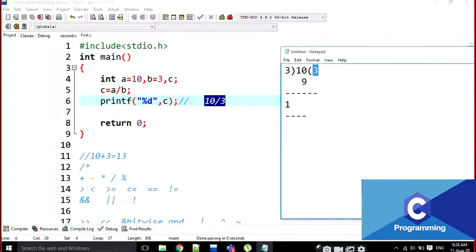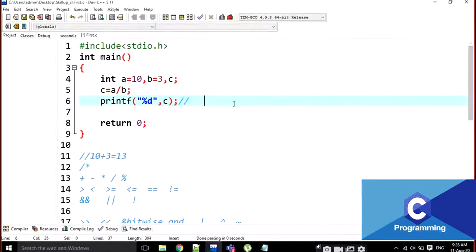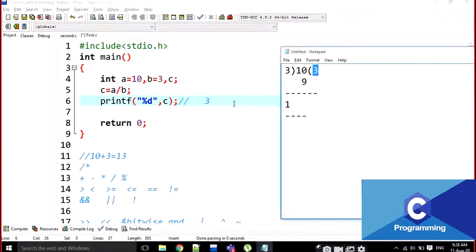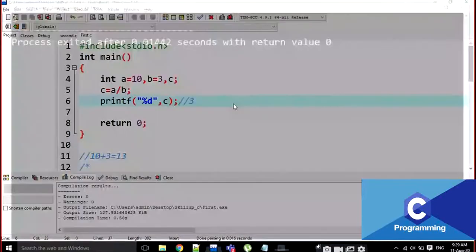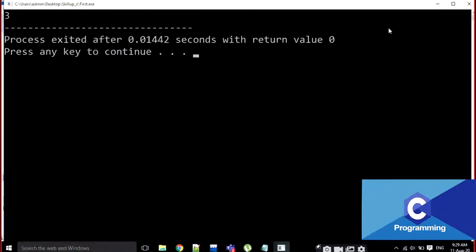That means 10 by 3 becomes 3 here every time. Why? Because both are integers, it is working as a coefficient operator, not an exact division operator. If both are integers, it is working as a coefficient operator. It returns the coefficient. That's it. Nothing else. Then I am going to print 3 here. If I execute it, it is going to print only 3.